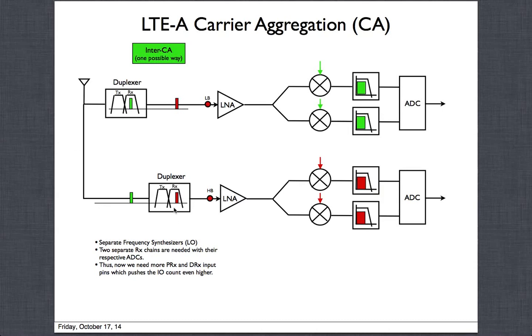paths now. So for example, this I'm showing inter band between a low band and a high band. Low band being the lower frequency, the green signal, and red being the high band, high frequency signal. So here we will actually need two different duplexers, two different LNAs, and then everything inside. Of course, we will also need two different synthesizers, because these are two separate ones. These are going to be different frequencies that we need to down convert it.